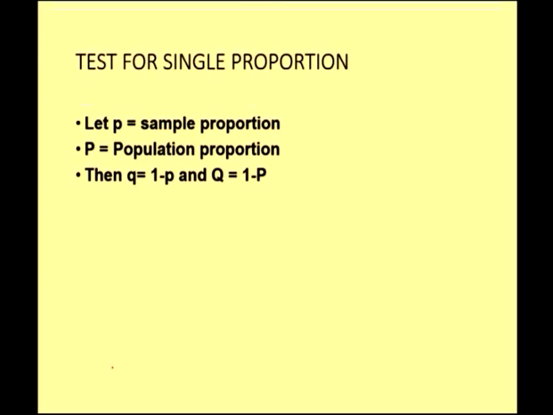Now comes the test for single proportion. So, now small p is taken as the sample proportion, capital P is taken as the population proportion, q is equal to 1 minus p and capital Q is equal to 1 minus capital P.